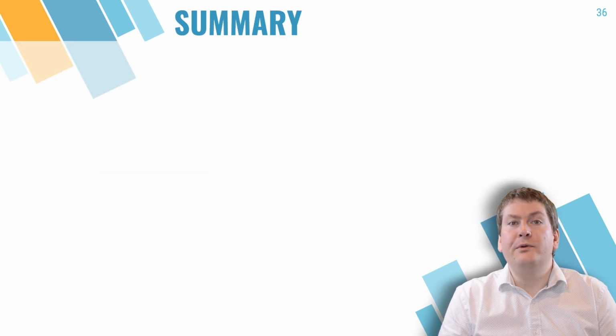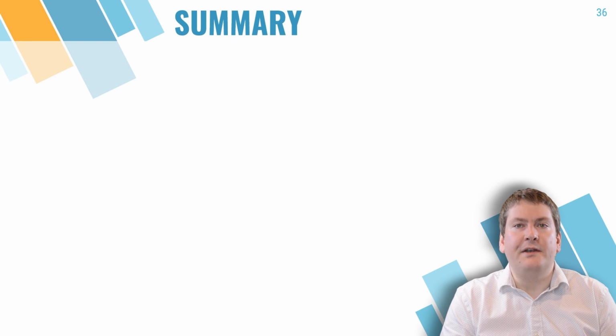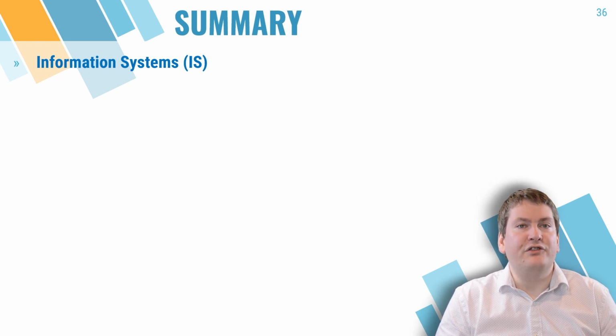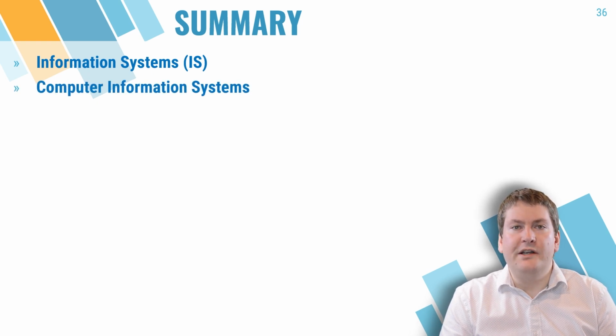So we've covered quite a few new definitions and concepts in this video. So let's have a quick summary of terms. Information systems are groups of components that interact to produce information. They can be physical systems, like recording information on paper, or they can be computerized. Computer information systems are those information systems that specifically use computers to produce information. They are comprised of computers, both software and hardware, data, people, and procedures, and their output is information.